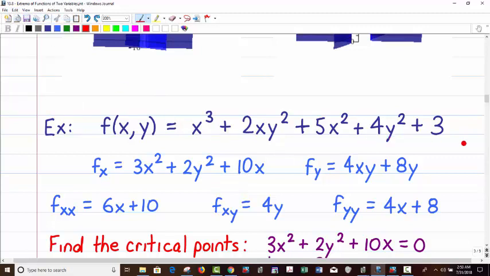So here's the function. I won't read that out, but there it is. The x partial would be 3x squared. The derivative of x is 1, so it makes that 2y squared. 5x squared will be 10x. And then the y partial, 2xy squared. Derivative would be 4xy. 4y squared will be 8y.